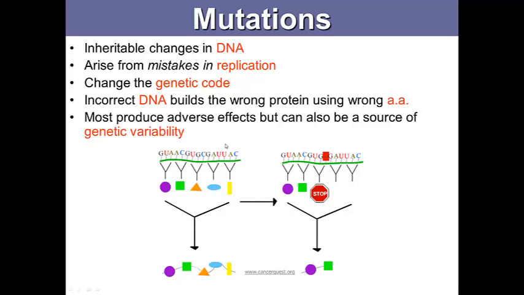So in this case, you have a mutation here where the protein should have said GCG, but now it says GAG. So this is what we call a point mutation. And instead of coding for a triangle, it codes for a stop, so it prematurely ends your protein.